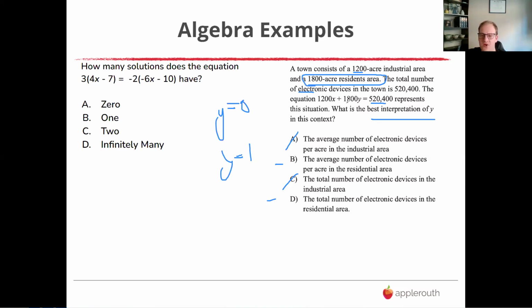If y is 0, then this becomes 0. If y is 1, it's 1,800. And if y is 2, this is 3,600. So if we look at B versus D and think about which one makes more sense, total number would have to be y times 1,800. So that includes that coefficient. B, average number, makes more sense, right? So if the average is 1, then times 1,800 for each person.